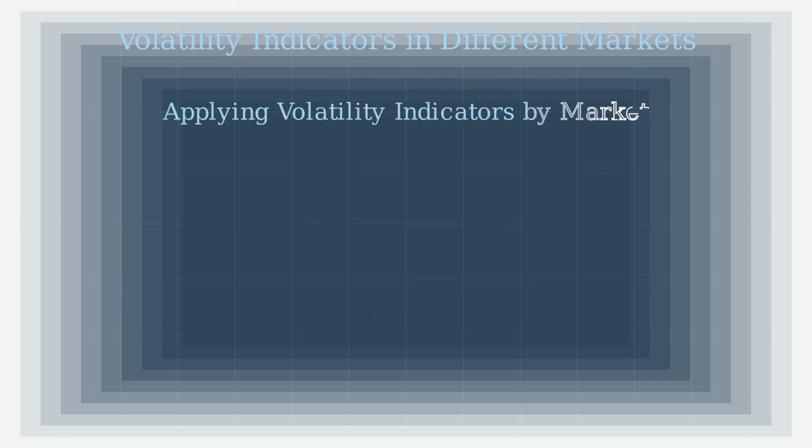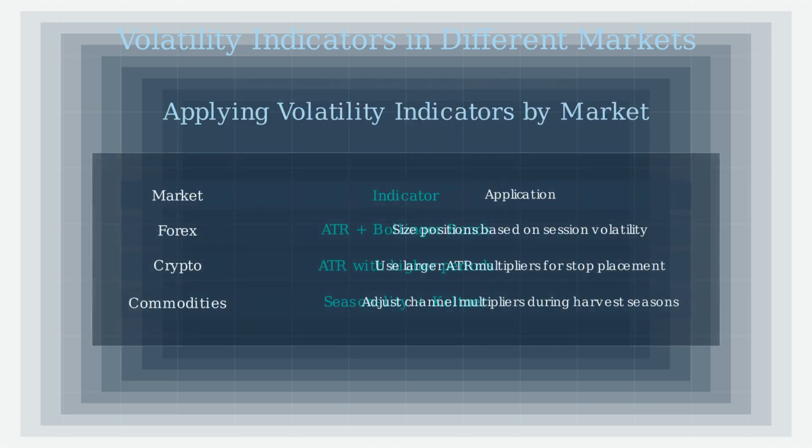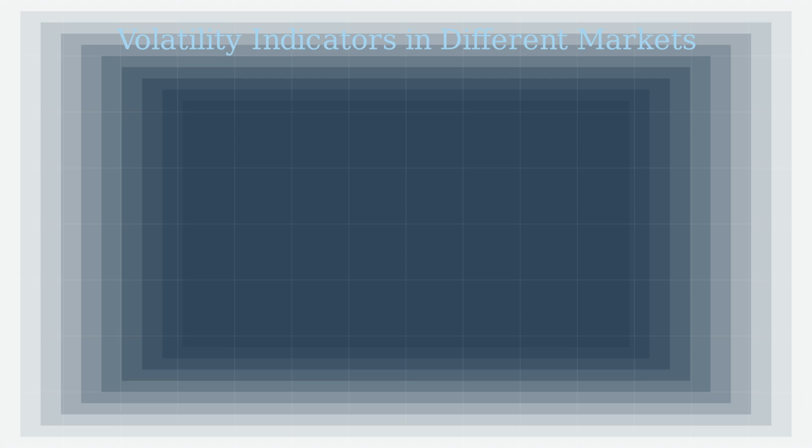Understanding these market-specific characteristics helps traders apply volatility indicators more effectively. Each market requires different parameter settings and interpretation approaches. By tailoring your volatility analysis approach to each specific market, you can significantly improve the effectiveness of your trading strategies across different asset classes.